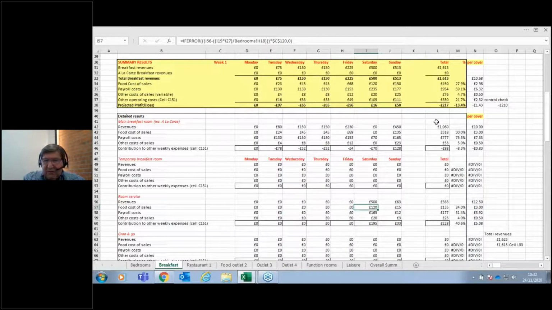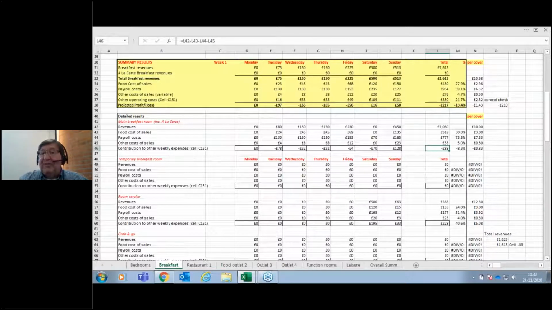And there's the food cost of sales. Bear in mind that also includes a tray charge. There's the payroll costs for operating room service, and that includes an allocation of kitchen costs as well. Other costs of sales, and that gives us a £228 contribution to our fixed cost during the week, which is 350 quid. Whereas in the main dining room, we actually lost £88 that week. So we made zero contribution to that 350 quid.